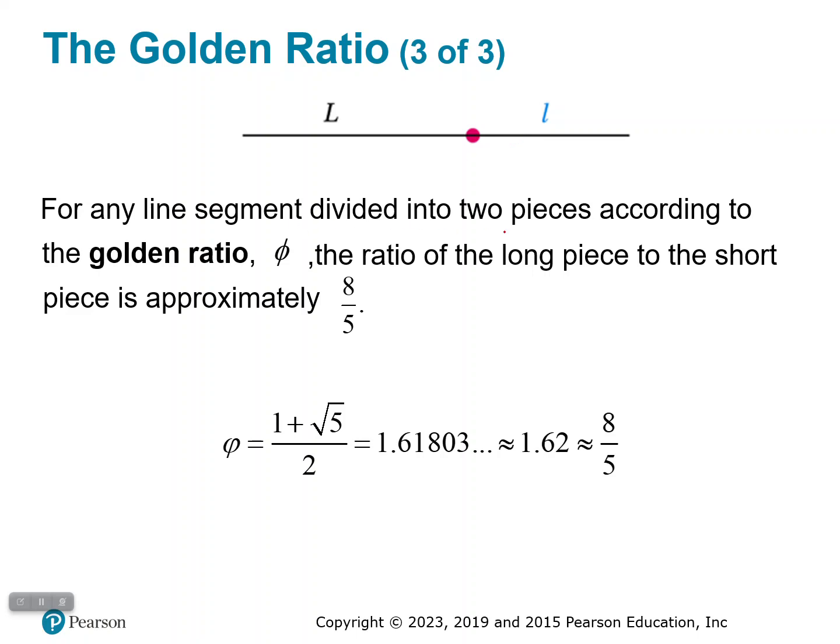For any line segment divided into two pieces according to this golden ratio, phi, the ratio of the long piece to the short piece is approximately 8/5. 8/5, all right. But this is what it actually is: 1 plus the square root of 5 over 2. That's the exact value. This is our approximate. And I'll be honest, we will rarely use the 8/5 idea. Yeah, cool, it's close, whatever. But these are the values of phi as we need to know them.